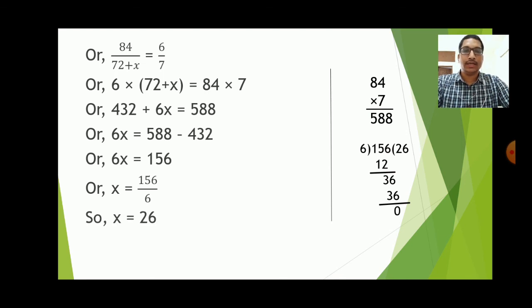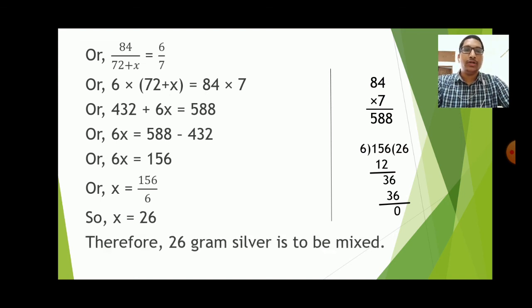So x equals 26. That means we have got the value of x, the unknown quantity. I think it is very clear to you. Therefore 26 gram of silver is to be mixed. That means if we mix 26 gram of silver, then the ratio will be 6:7.